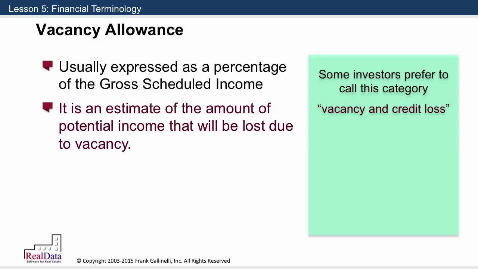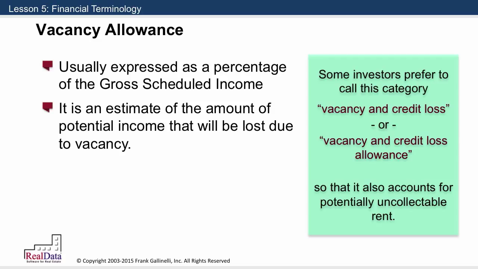There's a loss there due not to the lack of occupancy, but the lack of good funds. So some investors do indeed prefer to call this category vacancy and credit loss allowance, so that it accounts potentially for the uncollectible rent as well as the missing rent from vacant units.